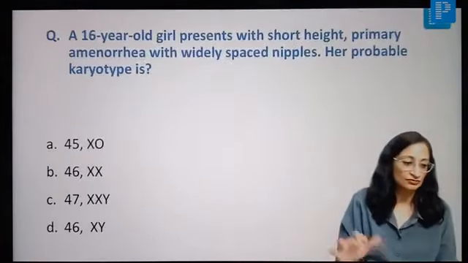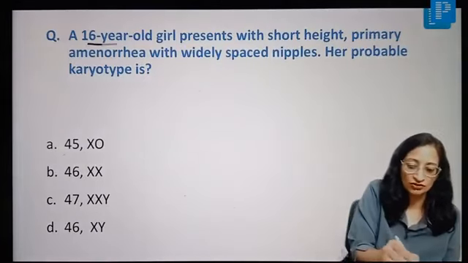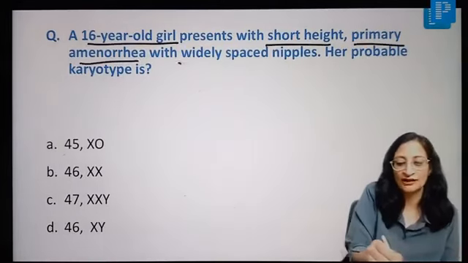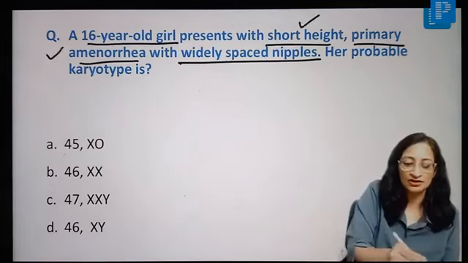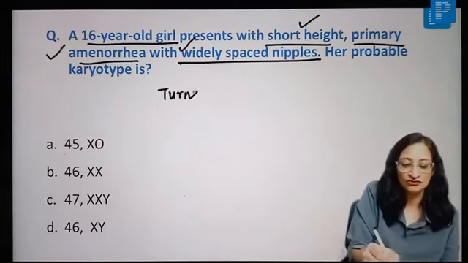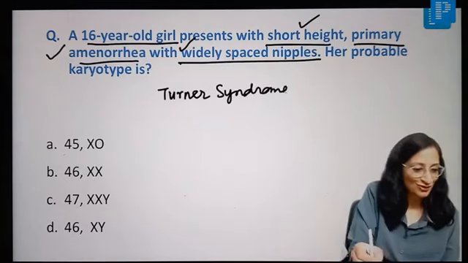Okay. Now, a 16-year-old girl presents with short height, primary amenorrhea, widely spaced nipples. Her probable karyotype? All these are diagnostic features: short stature, primary amenorrhea, widely spaced nipples. All these are features of Turner syndrome. And I can see all of you answering correctly.